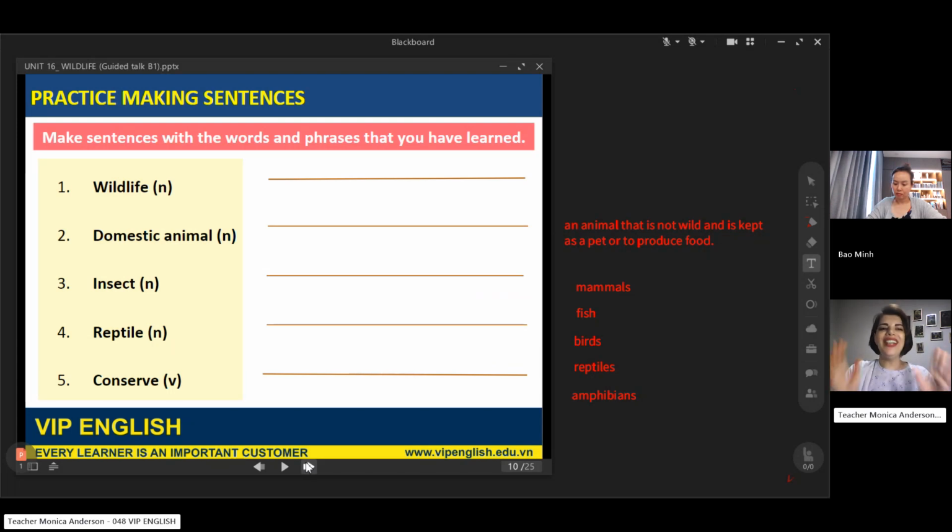Well, and now it's your turn. Okay, now you know the meaning of these words. Okay, let's make a few statements using these words.